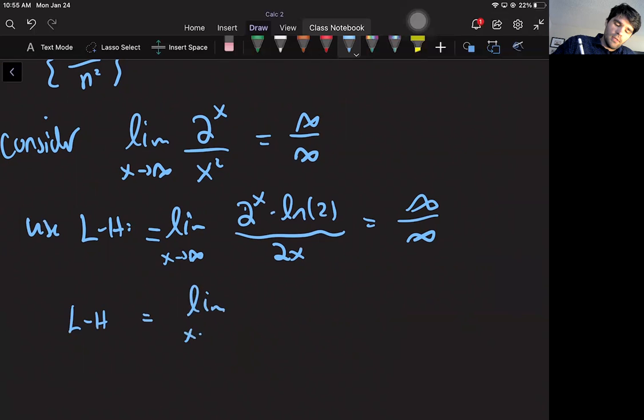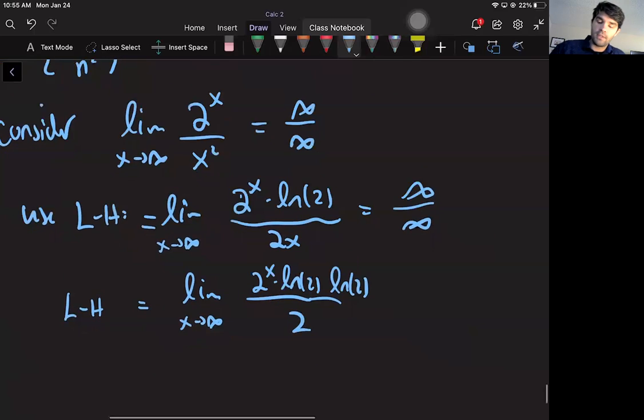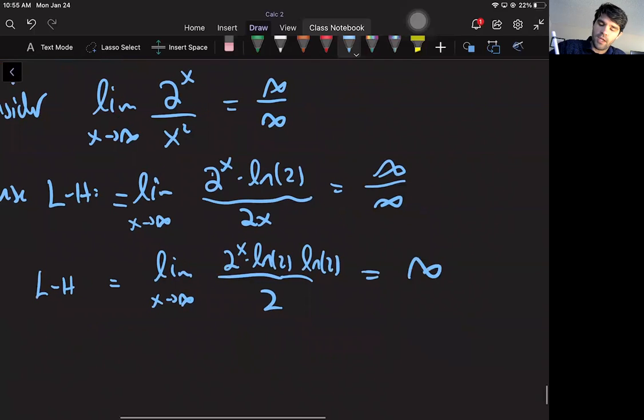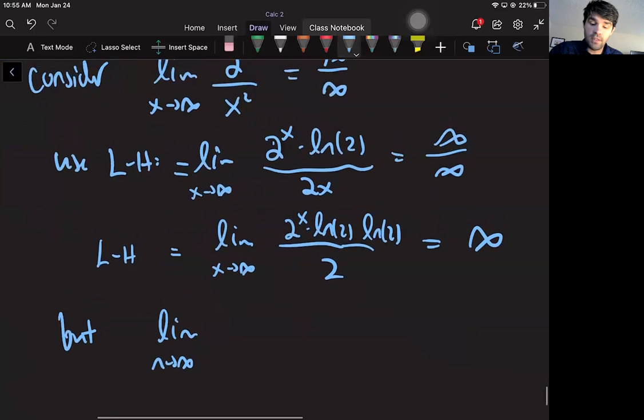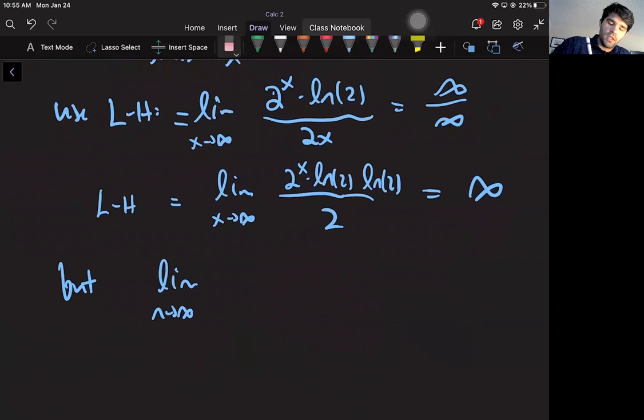then it works out nicely. So you take another derivative, you just get another ln of 2 here. But on the bottom, you get rid of all your x's. So now only the top grows to infinity. So you'd say that this limit is infinity, but what does that mean about our sequence? We don't say that the sequence goes to infinity, we just say it diverges. We say this because it doesn't go towards a number, so we're just going to say 2 to the n over n squared diverges.